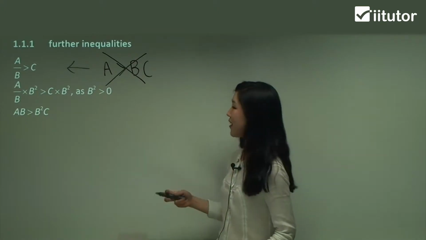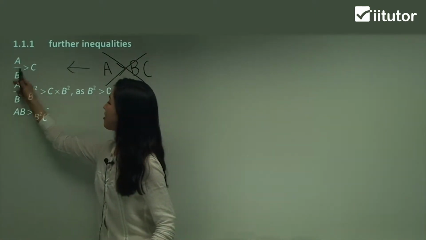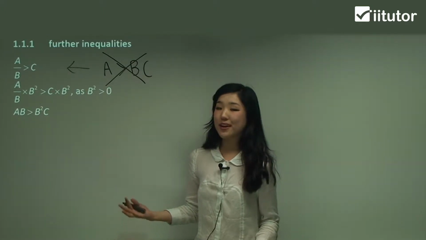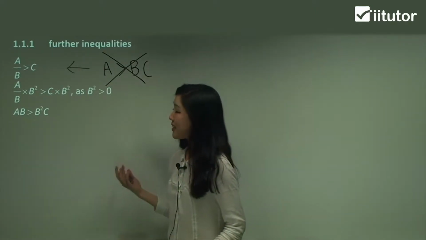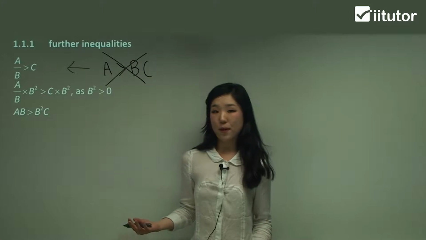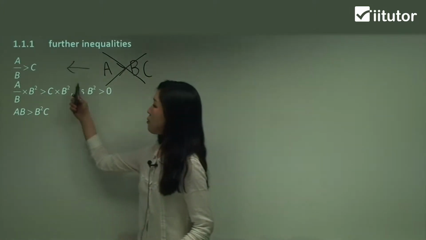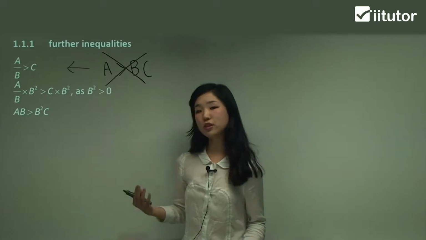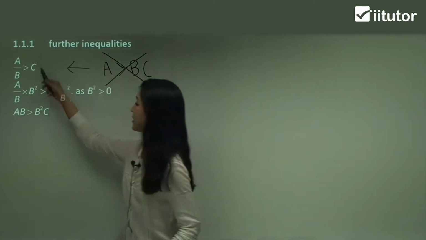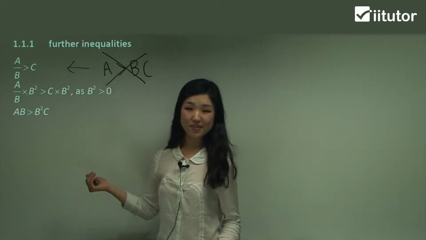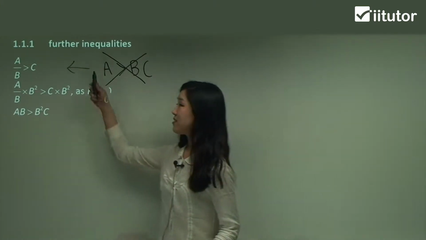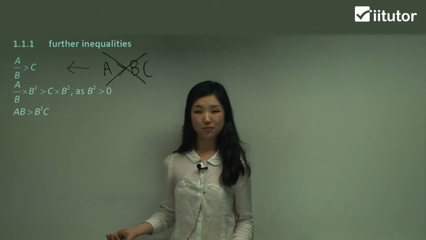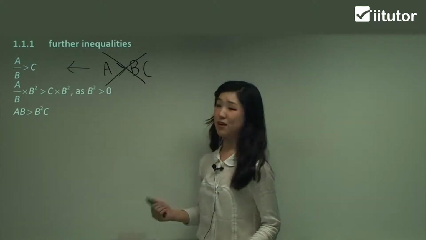Why? Because you cannot say that B is a positive number. B could be a negative number. So let's say B is a negative number. If we multiply or divide by a negative, we must switch the sign. Do you remember that? But we cannot see if B is negative or not, so we cannot go like this straight away.